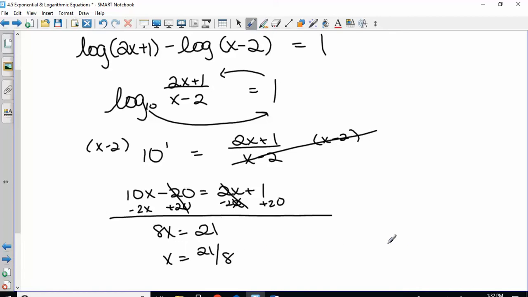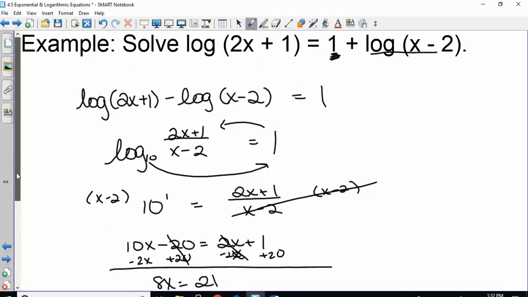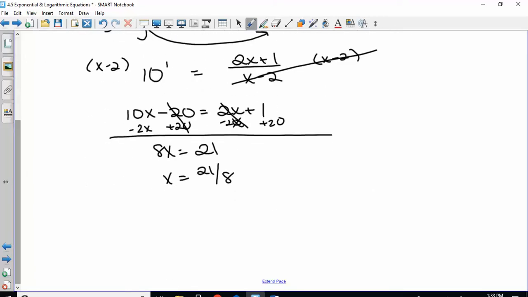I failed to do this on the last one, but what should I be making sure at the end of every one of these? Check them. You certainly can plug them in your calculator, make sure it works out, but at the very least you need to make sure your argument is positive when you plug these in. 21 over 8, if I'm adding to it, that's fine. 21 over 8 minus 2, that's still positive, so this does work. What if you plugged it in and it gave you negatives? No solution. If we only have one answer and it doesn't work, it's just no solution. And that is possible on these.